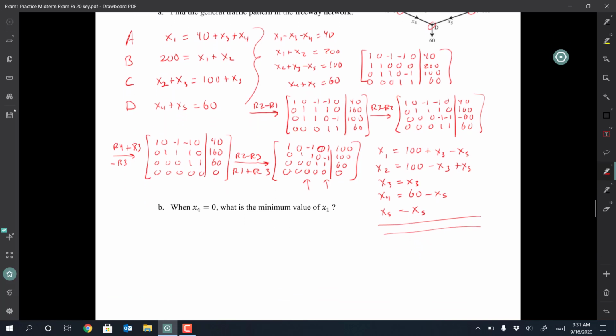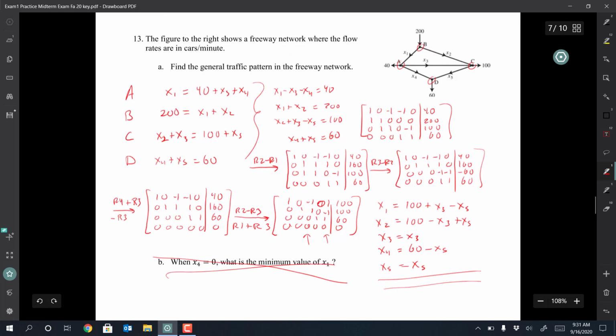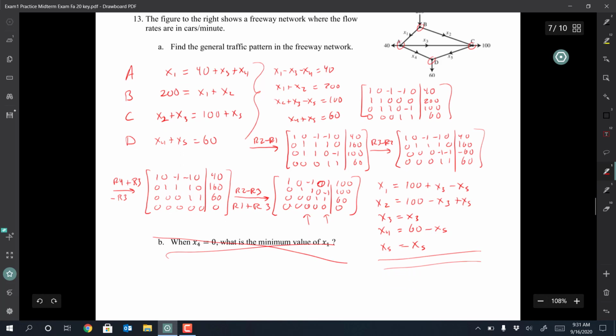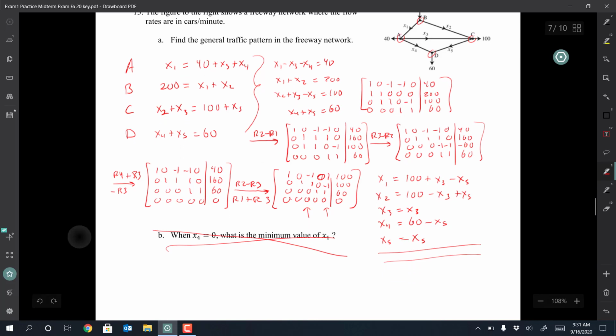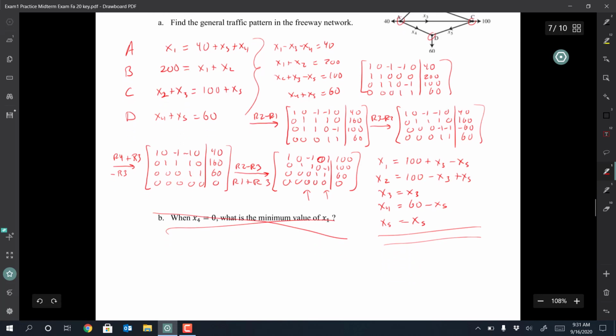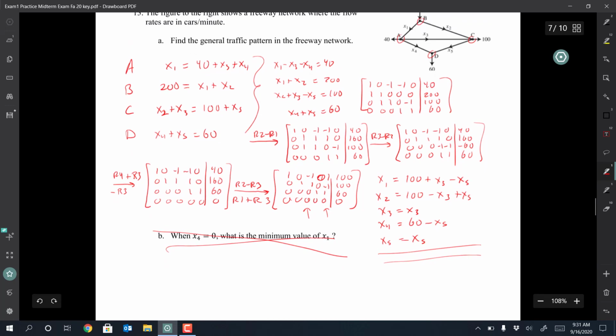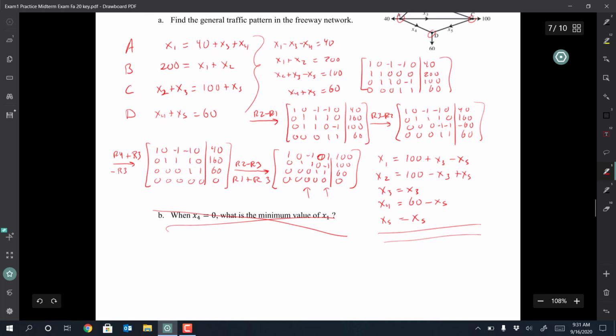All right, so it looks like this question really doesn't make a whole lot of sense here. So either there's an error in my work or there's an error in the network. I'm going to talk through the process here anyway. A better question for looking at this specific outcome would be, what is the maximum value of x5? That might be one type of question we can ask.